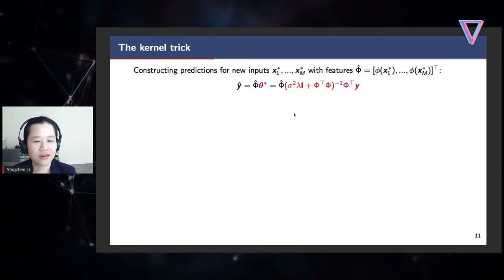Okay, so now we have fitted the parameter theta star, and we are interested in doing predictions with the fitted parameters. So let's say we have some new input locations x1 star to xm star, with their corresponding features collected in this matrix phi hat. Using this linear regression model in the phi space, prediction is computed by multiplying the phi hat matrix and theta star together. And if we plug in the definition of the optimal solution, then this is essentially the solution.